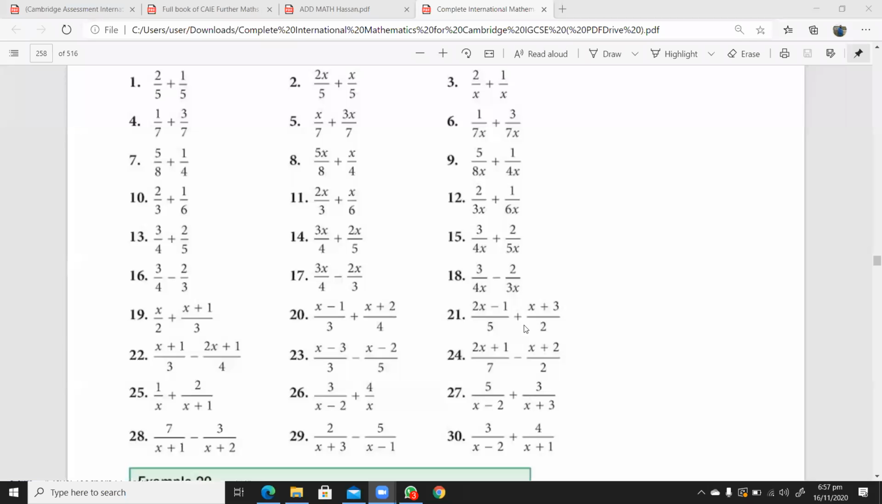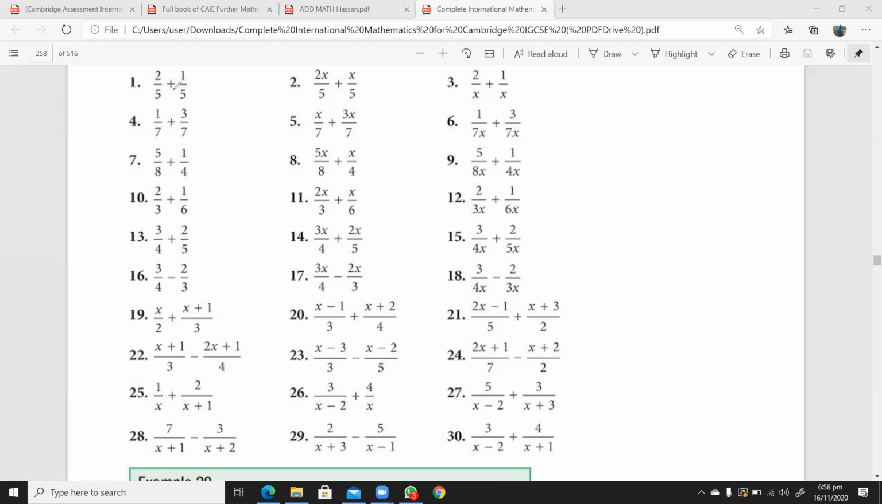Now let's see how to write two or more fractions as a single fraction. Basically, we have to see how to add and subtract these fractions. This is a nicely written question, because it makes you recall how to add like fractions.